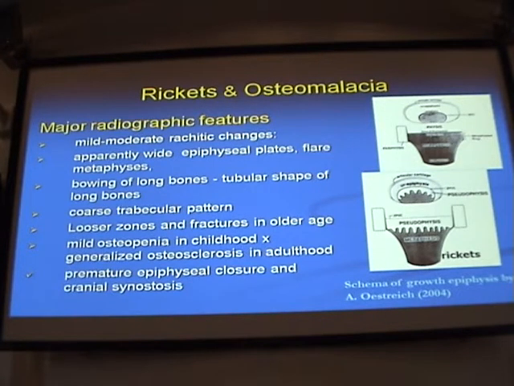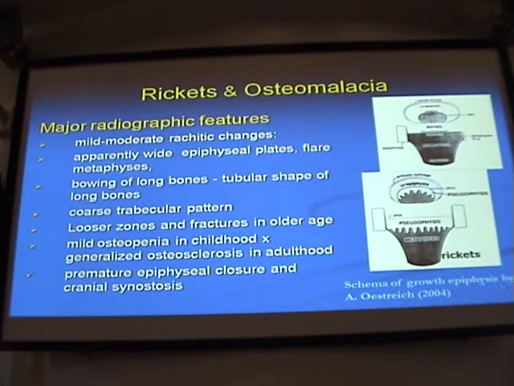Apparently widened epiphyseal plates, bowing of long bones, corduroy or cortical stomach root pattern, Looser zones and fractures in older age, and mild or severely expressed osteopenia in childhood, but in adulthood we diagnose generalized osteosclerosis. In children there is premature epiphyseal closure and cranial dysostosis in some cases.